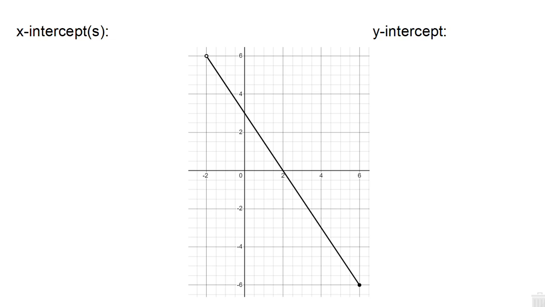This one should be another pretty straightforward one. If we're looking at the x-intercept, we just look for where it crosses. Looks like that one crosses at 2. So it should be an x value of 2 with a y value of 0.